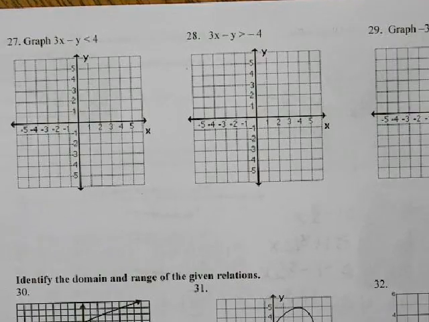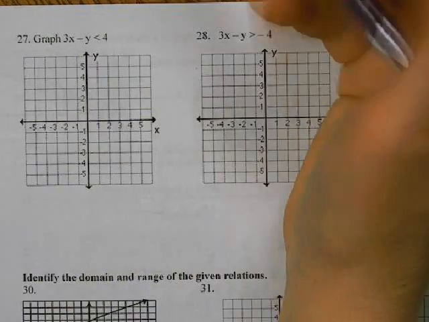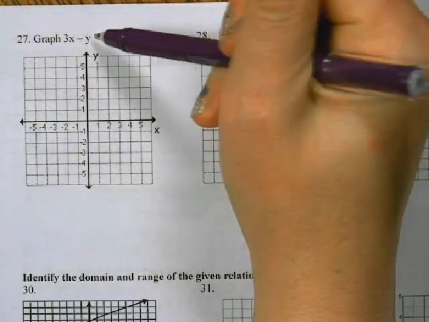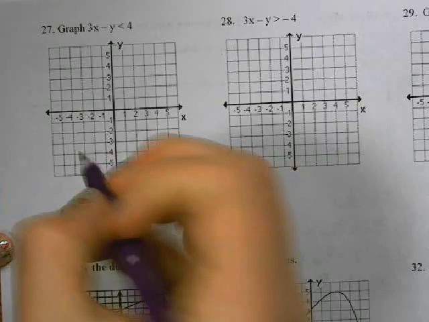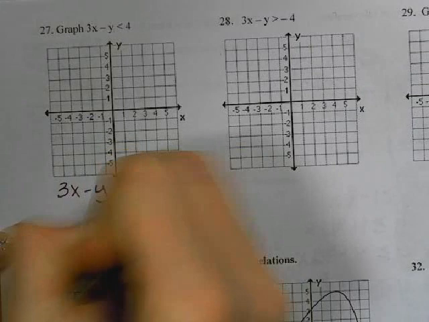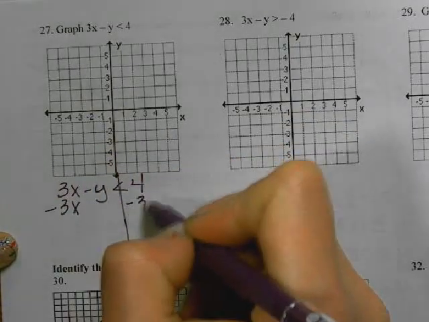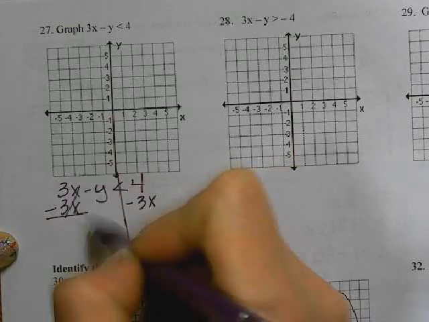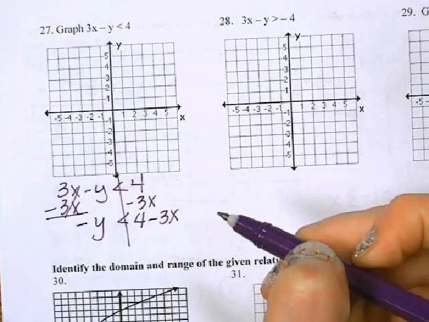Number 27 says to graph this inequality. So first we have to get y all alone. So I'm going to do it down here. 3x minus y is less than 4. So we're going to subtract 3x. So that gets me negative y is less than 4 minus 3x.